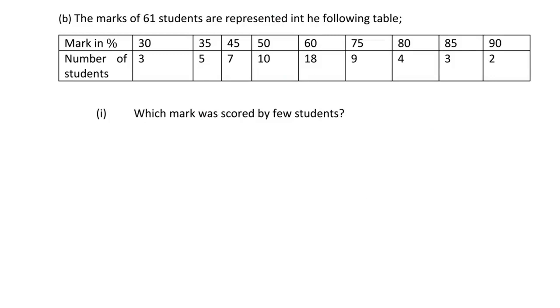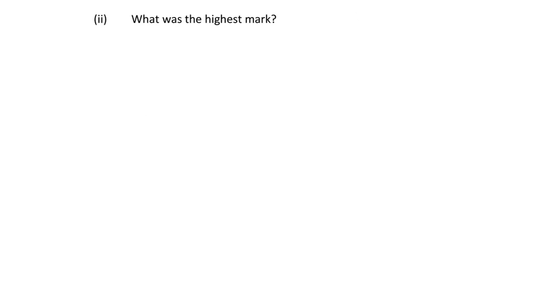Part B of the question, the marks of 61 students are represented in the following table. So we've been given the table there. For Roman 1, which mark was scored by few students? Okay, so from the table, we can see that only 2 students scored 90%. So the answer here is going to be 90% scored by few students. For Roman 2, what was the highest mark? From the table, we can see that the highest mark is 90%.